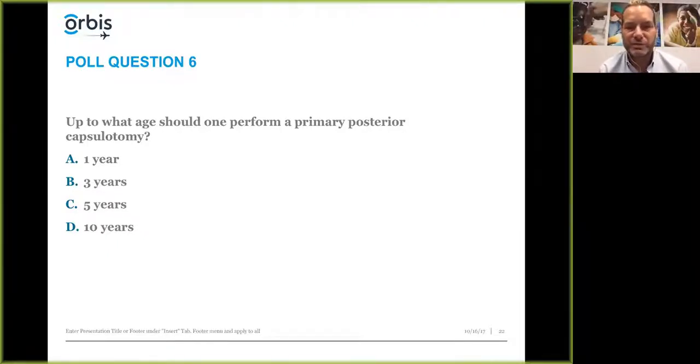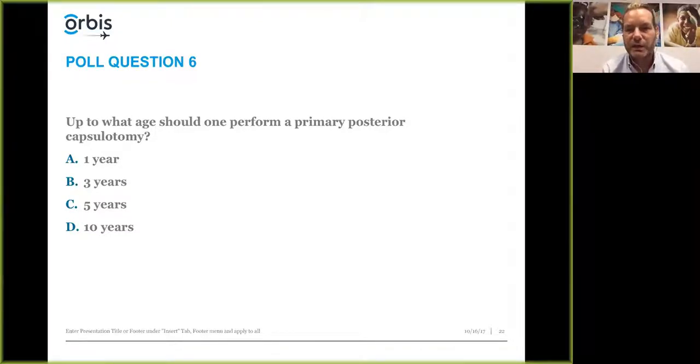What is your preference? Is it just 1 year? Or do you do them up to 3 years? Or would you recommend doing up to 5 years or up to 10 years? All right. And I think that, again, this is probably something that's not exactly a clear-cut answer because there are always extenuating circumstances, but let's see what everyone says.